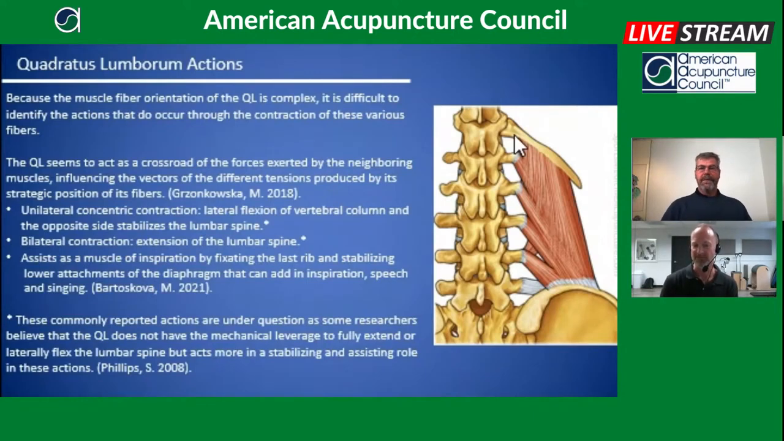And then it does seem to have a role in assisting with inspiration because of its pull on the 12th rib. As the diaphragm contracts, it would want to lift the 12th rib. So the QL is there to stabilize the 12th rib and aid in countering the diaphragm's pull. This would be important with things like speech, singing, anything where you're really projecting your voice. You can picture that QL being there to assist with that. So, complex muscle.